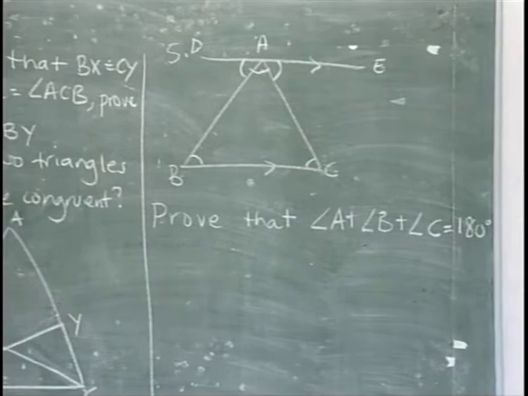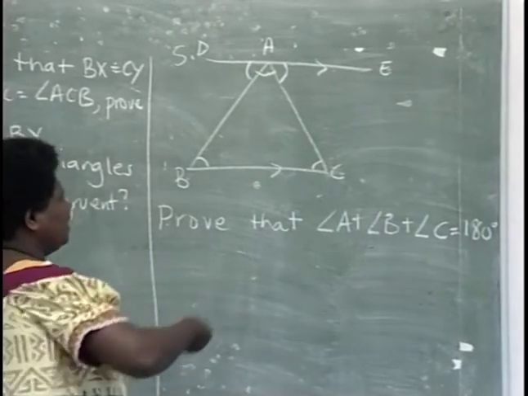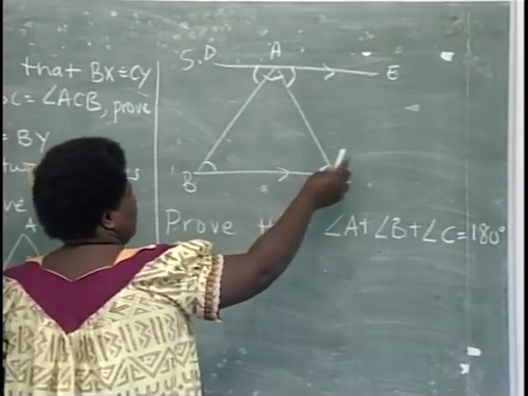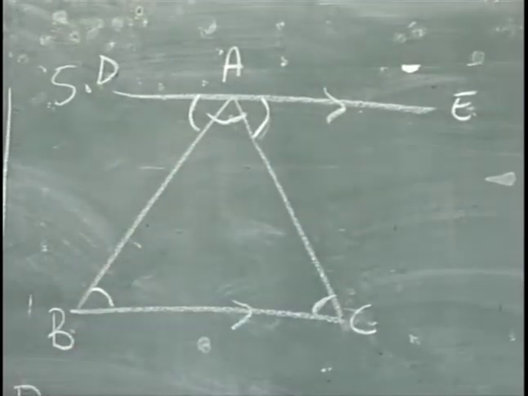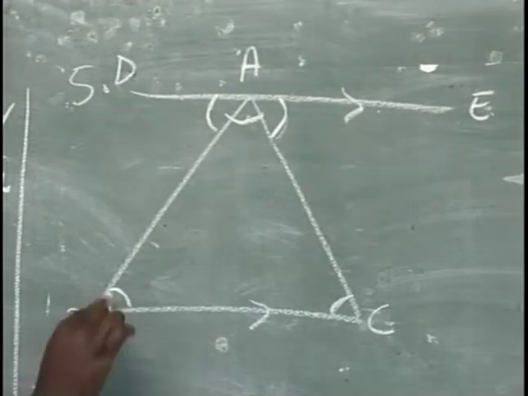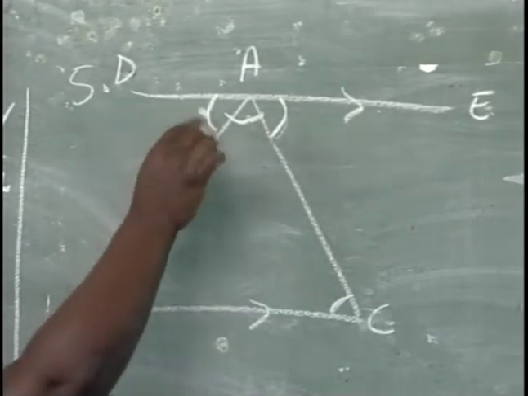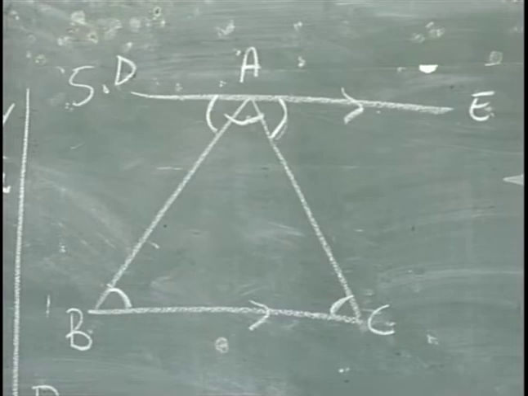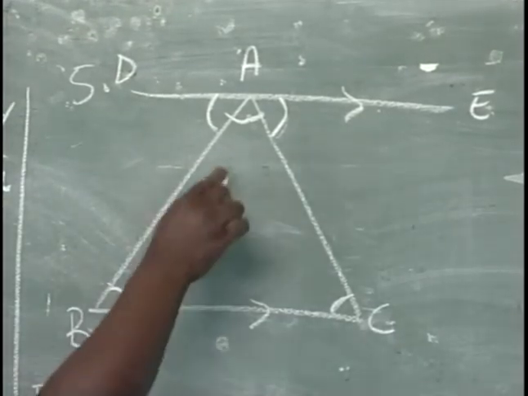Are you sure? Okay, so if I understand what he said, this is angle C, this one is also equal to angle C because they are alternate angles. If this is angle B, then this is also equal to angle B because they are alternate angles. Okay, that makes this one different.